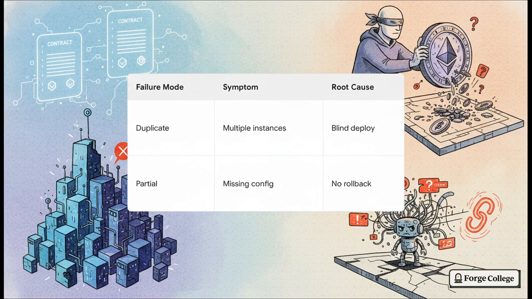Then, down on the second row, we have the dreaded partial deployment. This is where some contracts deployed successfully, but vital configs are completely missing. Why? Because there's no rollback or state awareness built into your script. You are essentially stranded in this broken, half-finished state that is just an absolute nightmare to debug.